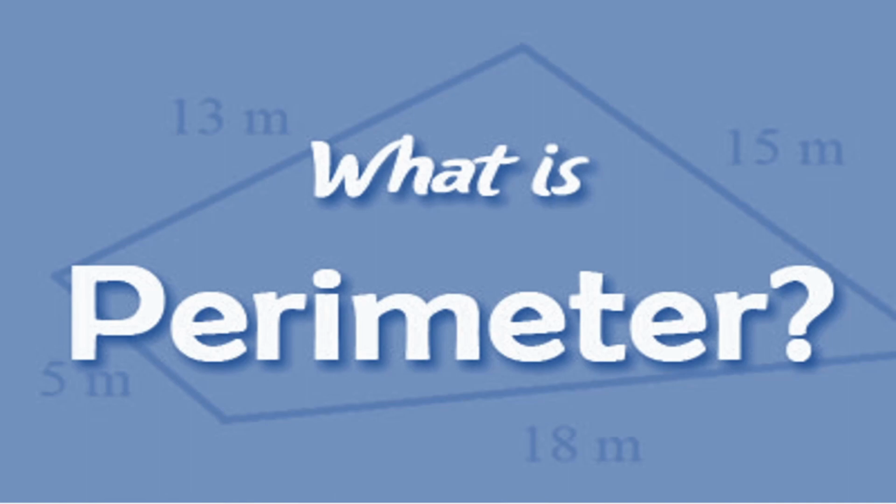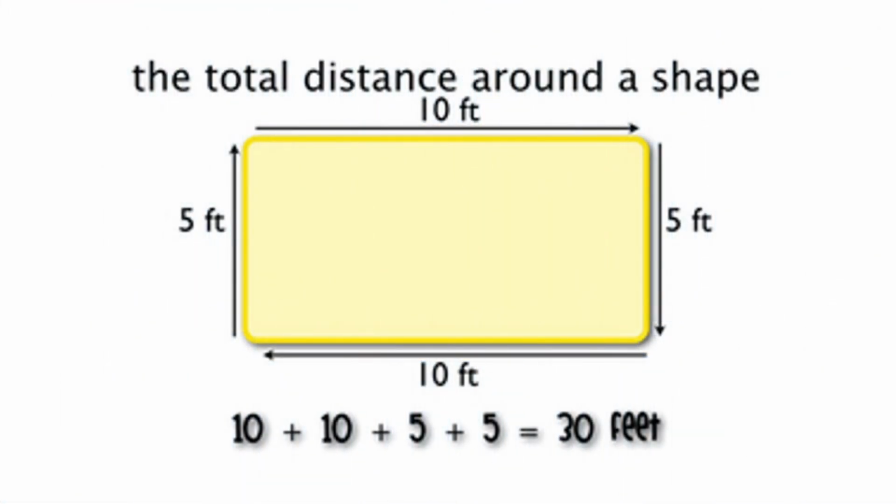Guys, what is perimeter? Basically, what is meant by perimeter is the total length of the outline of a shape, or else in a much simpler way, it is the total distance around a particular shape. As I told, the perimeter is the total distance around a given shape. Here you can see how I have calculated the perimeter of this given shape.